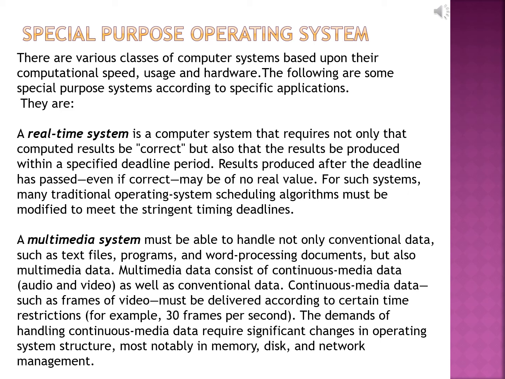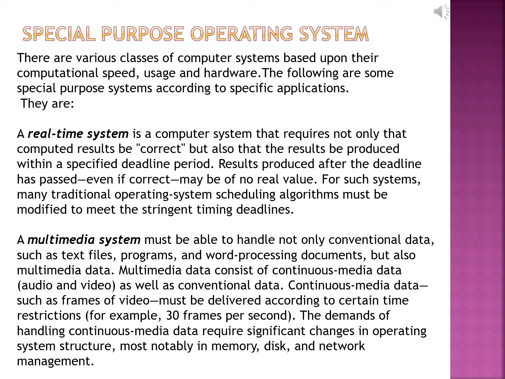A real time system is a computer system that requires not only that computed results be correct but also that the results be produced within a specified deadline period. Results produced after the deadline has passed, even if correct, may be of no real value. For such systems, many traditional operating system scheduling algorithms must be modified to meet the stringent timing deadlines.